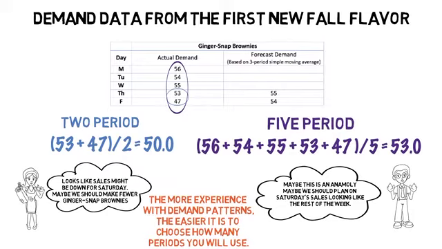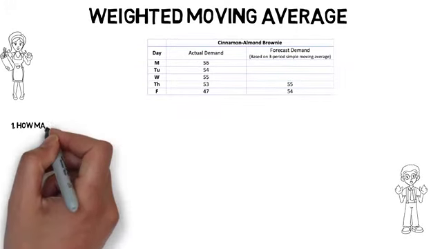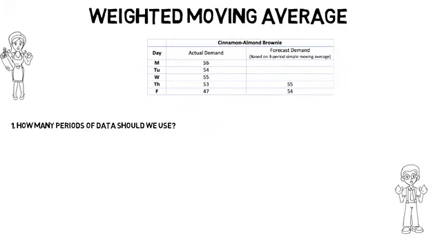Convinced that newer data is more meaningful, Kiana suggests, "Let's try the weighted moving average." She wants to place extra weight on the most recent sales data. Now Kiana and Dallin have 2 questions to answer. First, how many periods of data should they use? Second, how should they weight the data?